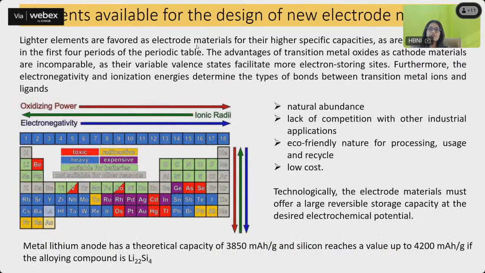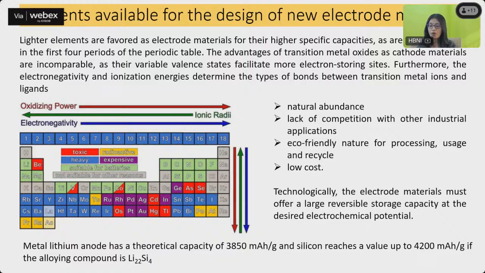So what are the elements which are available for the design of new electrode materials? As I said in the previous slide, lighter elements are favored as electrode materials. Why? Because of their higher specific capacity, as are most elements in the first 4 periods of the periodic table over here. So the advantages of transition metal oxides as cathode materials are incomparable. Why? Because they have a variable valence state, which facilitates more electron storing sites. Furthermore, the electronegativity and ionization energies determine the type of bonds between the transition metal ions and the ligands, and they also play a critical role in improving or bringing down the specific capacity of your material.